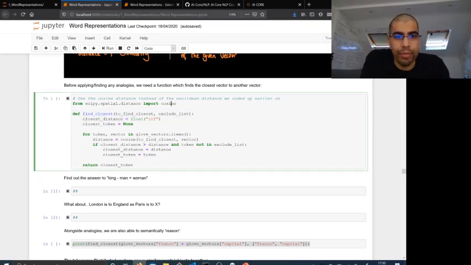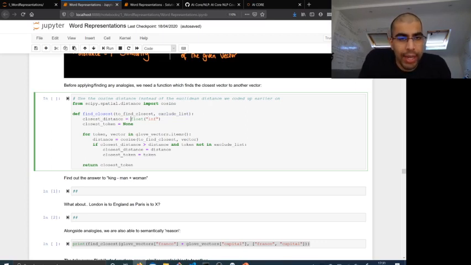So we're going to import cosine from SciPy, and we're going to define this function, which takes in the vector we want to find the closest other vector to, and an exclude list, which basically says, okay, don't consider these vectors, just skip over these vectors. And when we get to coding up the analogy, I'll talk a bit more about that.